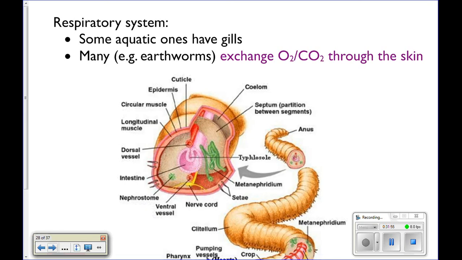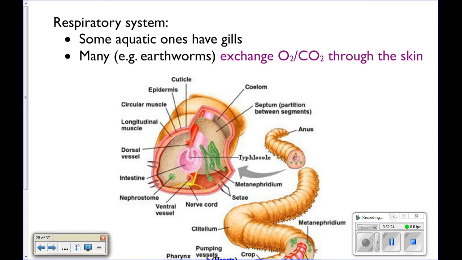Okay, their respiratory system. If they're aquatic, aka marine annelids, they will have gills in order to capture oxygen. So those things that we were looking at, those worms at the very beginning that look all pretty, those are actually the gills of the animal. They stick their gills out in order to feed.